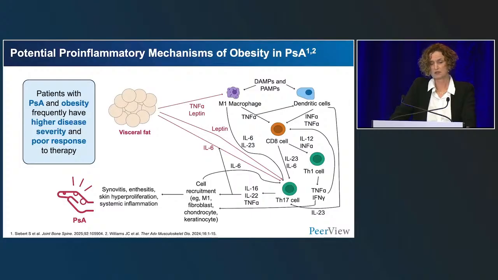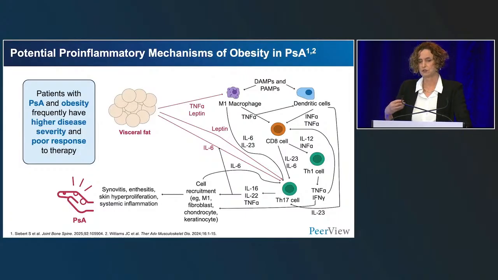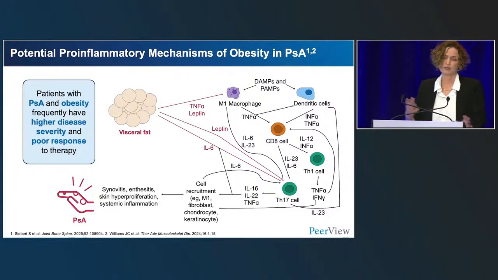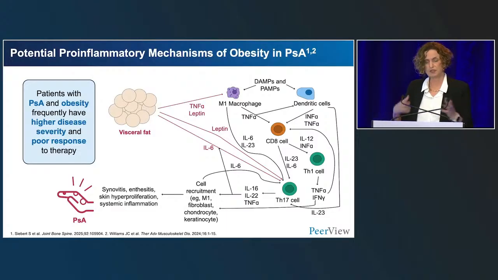the hypotheses is that the adipose tissue serves as a sort of an endocrine organ, where the adipose tissue becomes dysfunctional with infiltration of pro-inflammatory cells like macrophages and others, and these cells produce pro-inflammatory cytokines such as TNF, IL-6, and others that could potentially increase both the systemic inflammation and also the skin and joint inflammation. But certainly we need to study these links more.